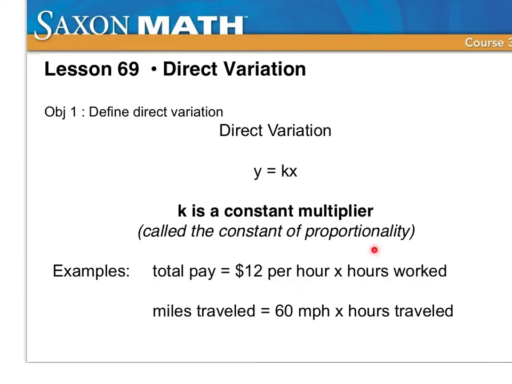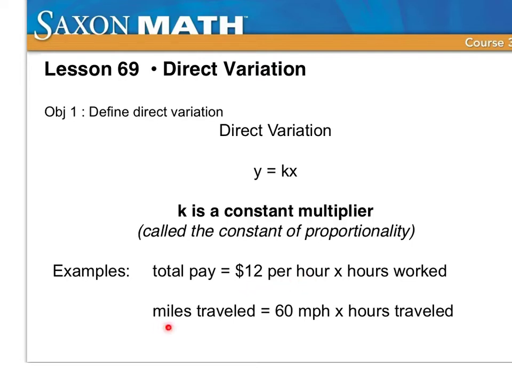Okay, so for example, if your total pay is $12 per hour times the number of hours you worked, if I put in a 1 here for my number of hours worked, 12 times 1 is 12. If I put in 2 hours of work, 12 times 2 is 24. That's increasing $12 every time. So this is a constant increase. Okay, every single time. A constant multiplier is $12 per hour. Again, my total pay would be increasing $12 every hour I work.